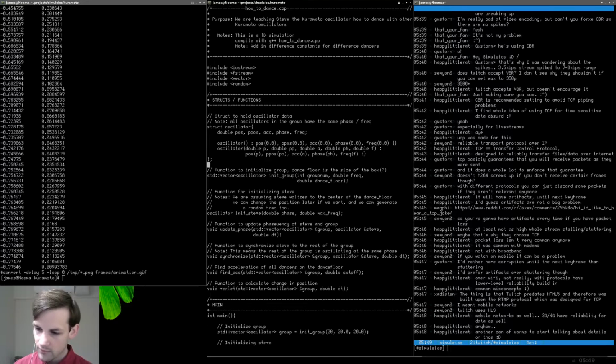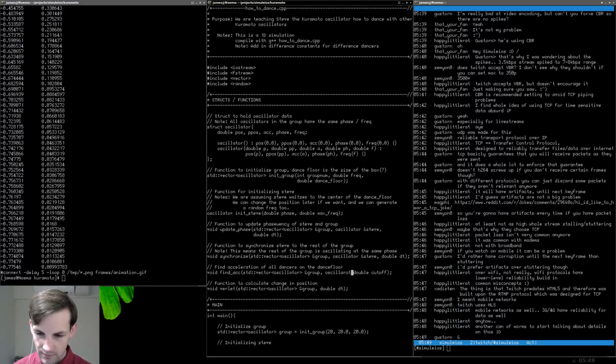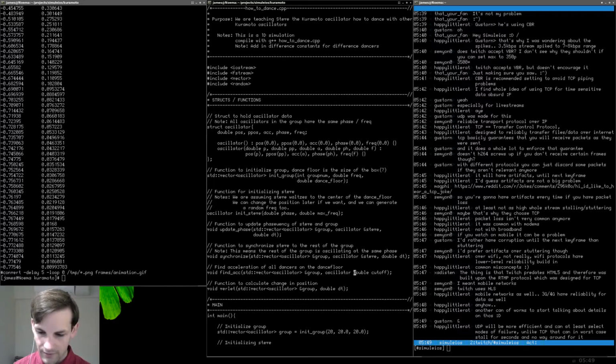Another can of worms, and start talking about details on those. Yeah, I mean, the truth is, I know that it's not a particularly easy problem to solve, right? One second. Oh, come on. UDP will be more efficient and can at least select no modes of failure, unlike TCP, that can, in the worst case, stall for seconds.